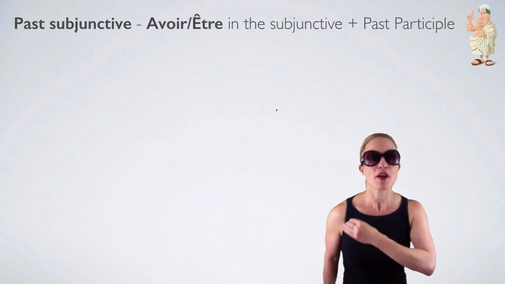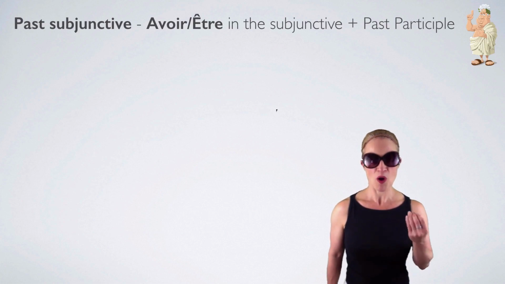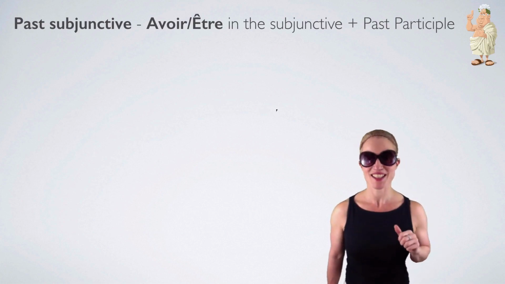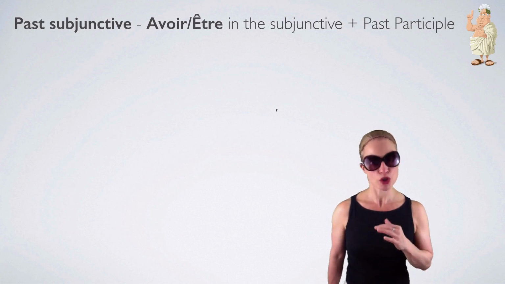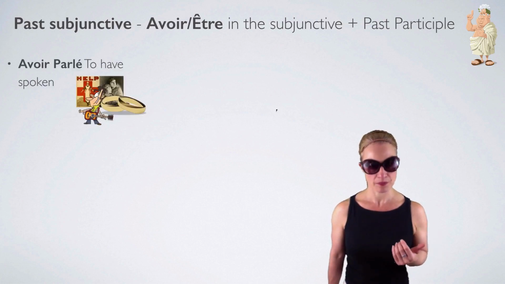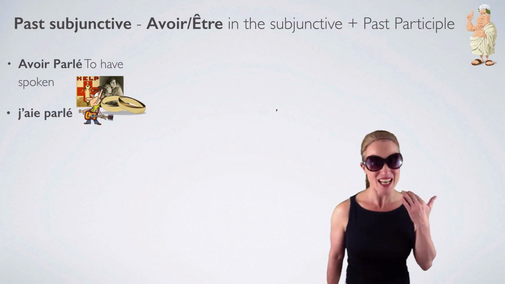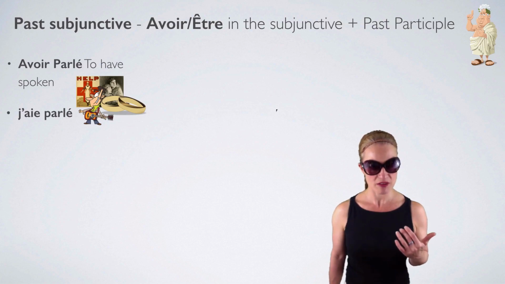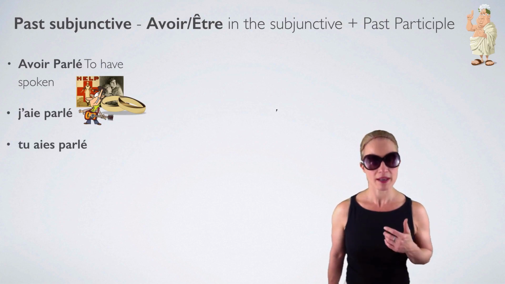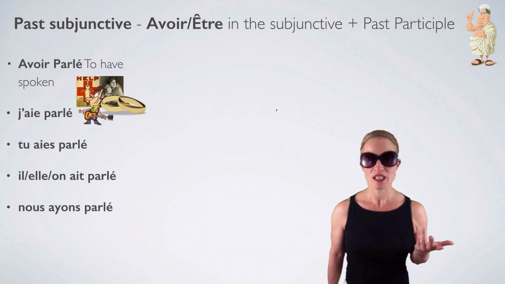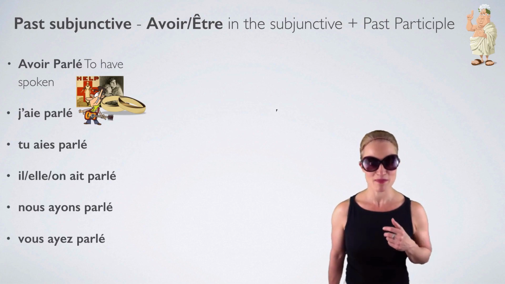And finally we have the past subjunctive, where all you have to do is put the auxiliary verbs avoir and être into the subjunctive and add on your normal past participles. So let's look at avoir parlé, to have spoken. So j'ai parlé, but you've got an extra e on j'ai. It's a subjunctive j'aie. Tu aies parlé. Il, elle, on ait parlé. Nous ayons parlé. Vous ayez parlé.